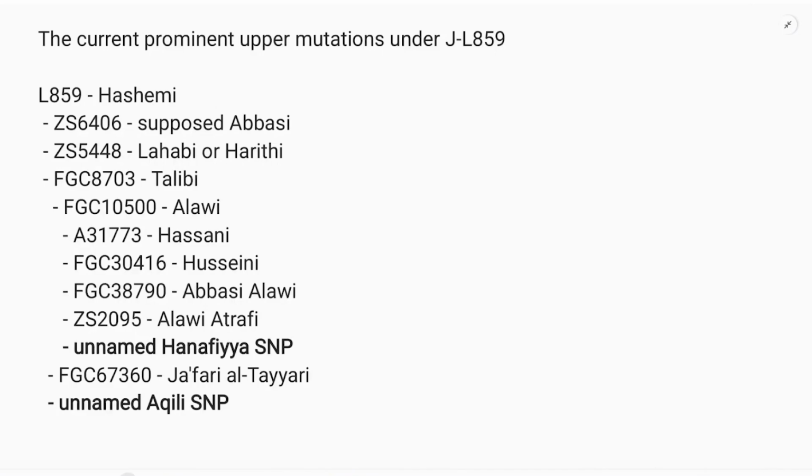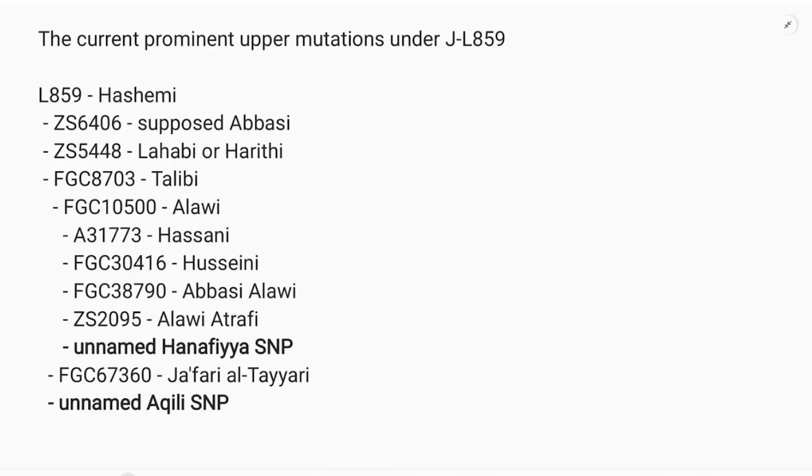So there we come to FGC 8703. This mutation has been labeled to Abu Talib, and it is very clearly belonging to Abu Talib. Every single man descending from this mutation, except 2, which we will address later, claim a descent from Abu Talib from one of his sons.